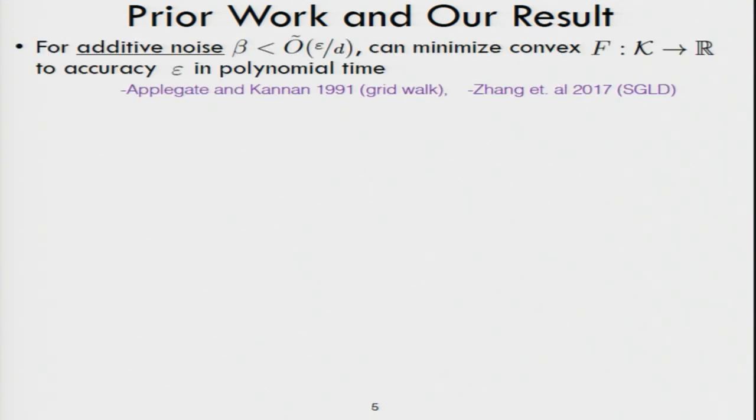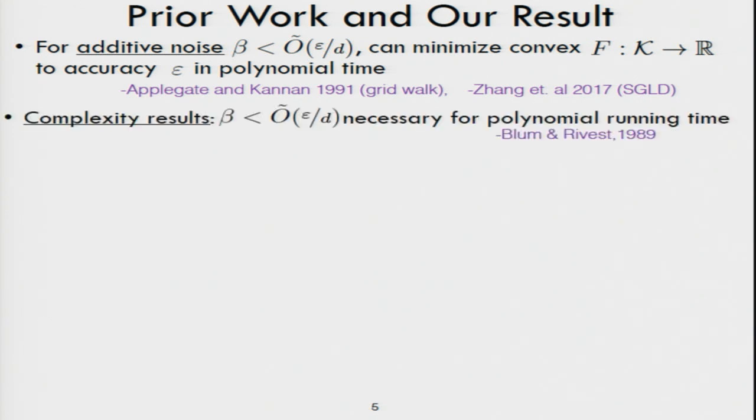Now I'll talk about some prior work as well as the result that we prove. The special case where you only have additive noise was analyzed by Applegate and Kannan for the grid walk algorithm, and more recently by Zhang et al. for stochastic gradient Langevin dynamics. They proved that if your additive noise level beta is bounded by epsilon over d, then it's possible to minimize the convex function f to this accuracy epsilon in polynomial time.